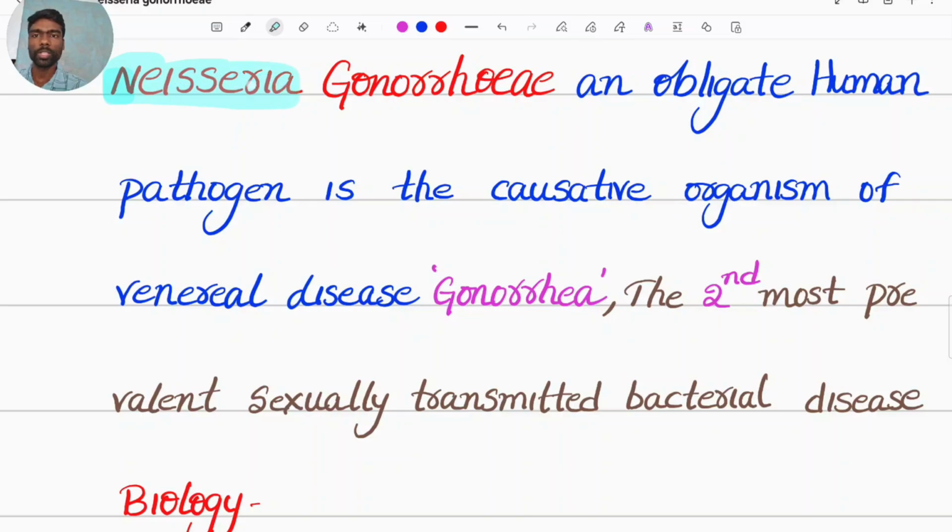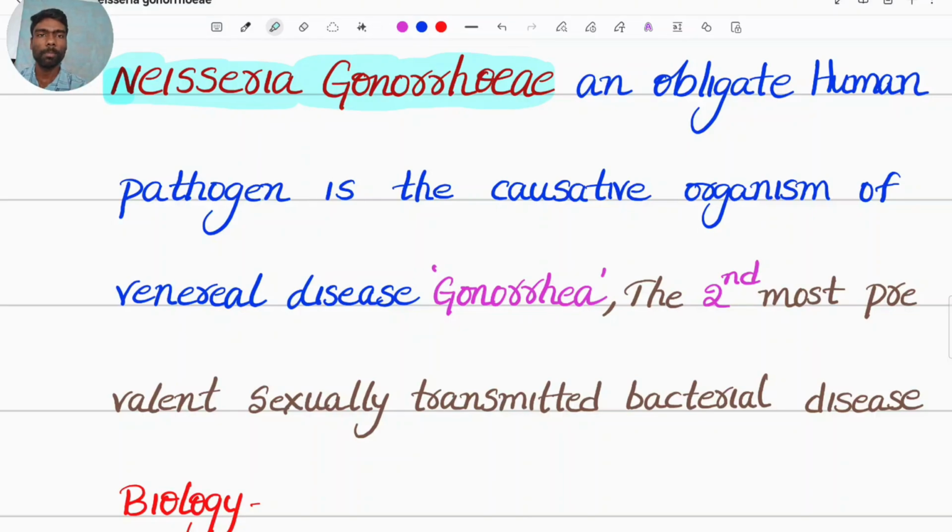Neisseria gonorrhoeae. To remember the spelling, spell it like this: gonorrhoeae, rho, R-R-H-O, rho, E, single E, A for aeroplane, A, E. This organism name has a complicated spelling: Neisseria gonorrhoeae.